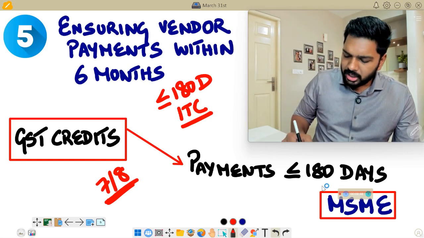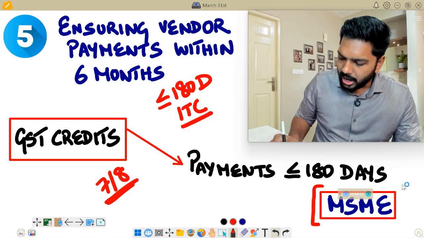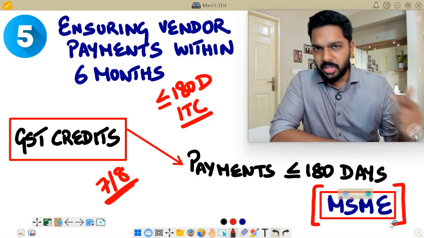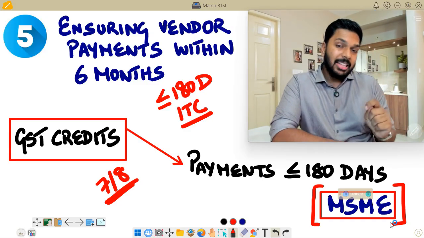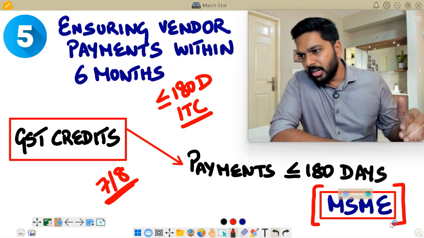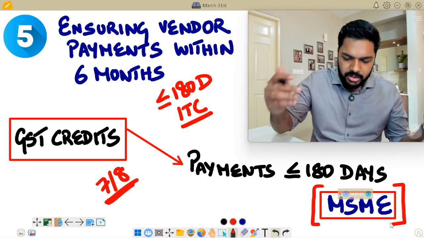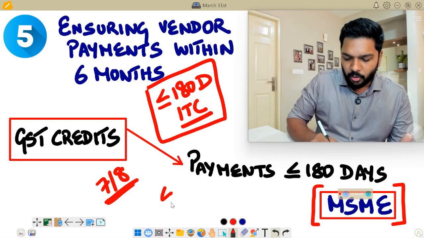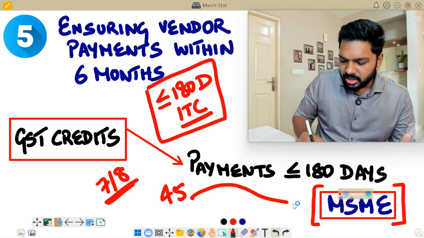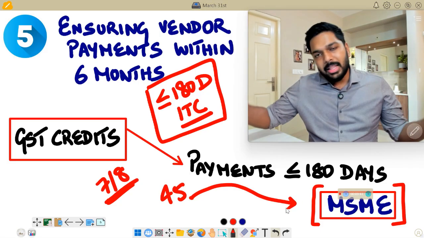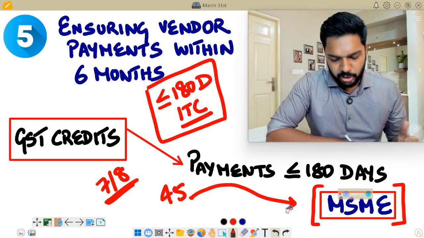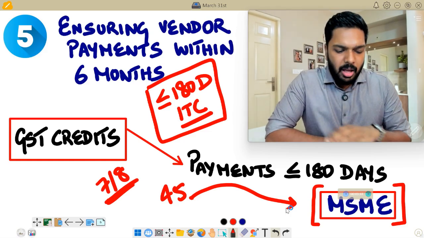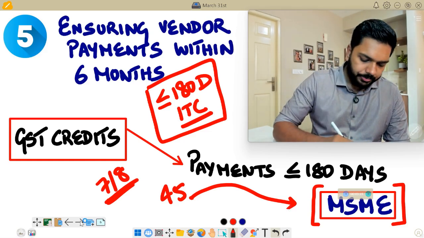Now, another one to note is that most of the vendors today are MSME registered. So you need to check whether the vendors you deal with have an MSME registration. If so, there's a requirement to pay them within 45 days. So paying within 45 days means that the 180-day check will automatically be catered to, because you need to satisfy this 45-day rule, which is mentioned in the MSME Act, and if you don't comply, then the MSME vendors can come after you. So this vendor payment check is something that you must do before 31st March 2026.